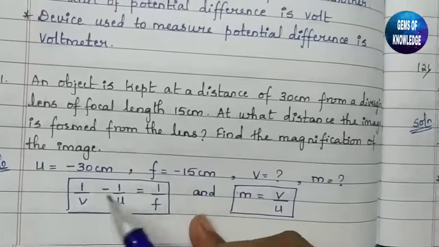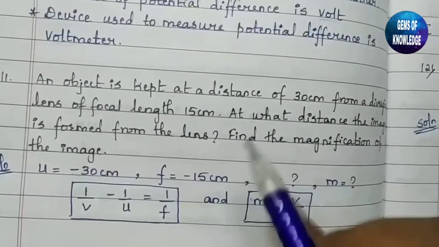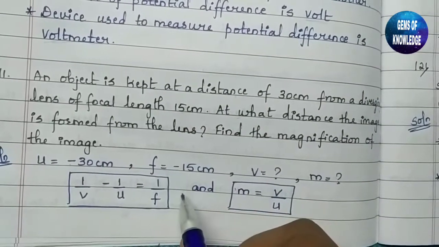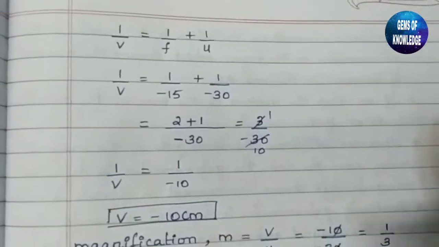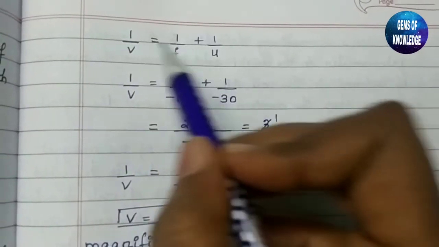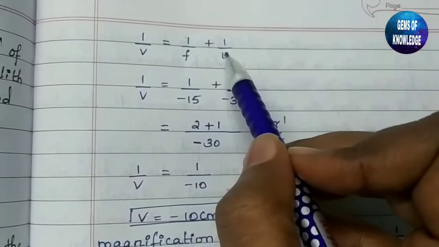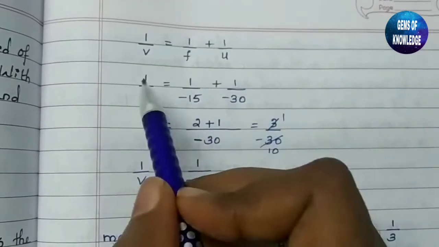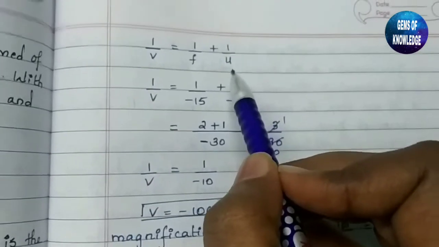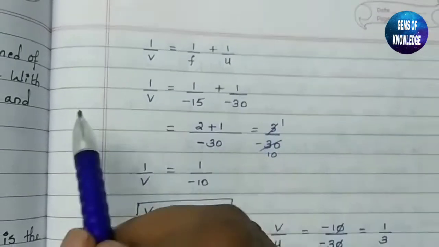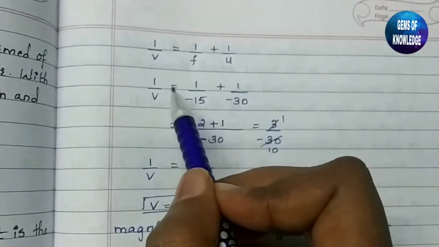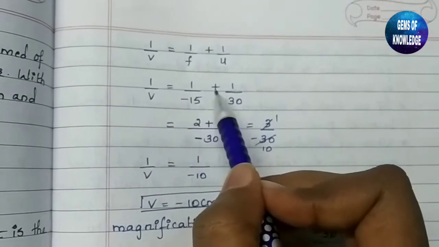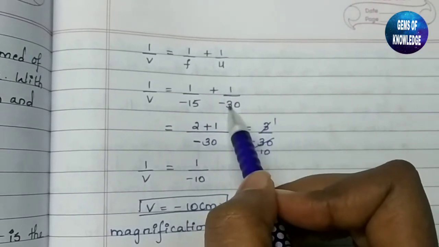So you need to find out the 1 by v value. Now you need the v value here. So what you will do, you will take this to this side. When you take it from the left side to the right side, you will get plus 1 by u, since it was minus there, when you take it to the right side it will become plus 1 by u. So let us substitute. 1 by v will be as it is, which equals 1 divided by the f value, minus 15, and the u value is minus 30.